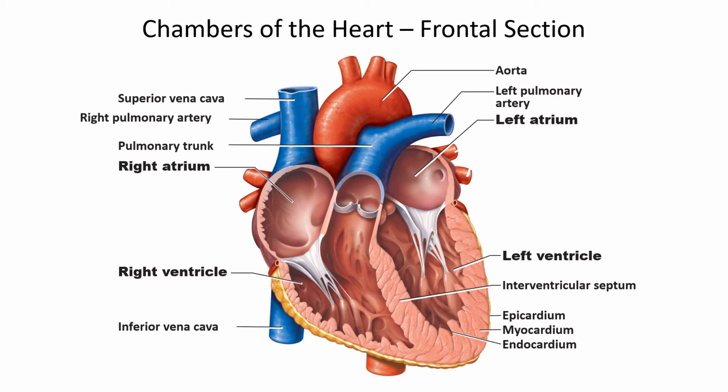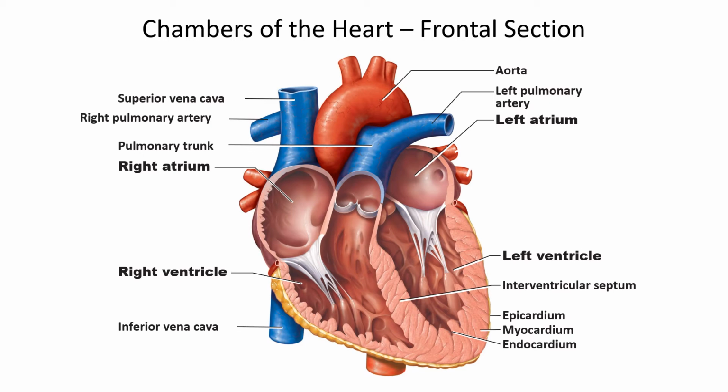The left ventricle is much thicker walled than the right ventricle, and that's because the left ventricle is going to push blood out to most of the body, whereas the right ventricle is only pushing blood out to the lungs, and the lungs are fairly close by. We also have 4 valves within the heart. We have a valve between the atria and the ventricles on both sides.